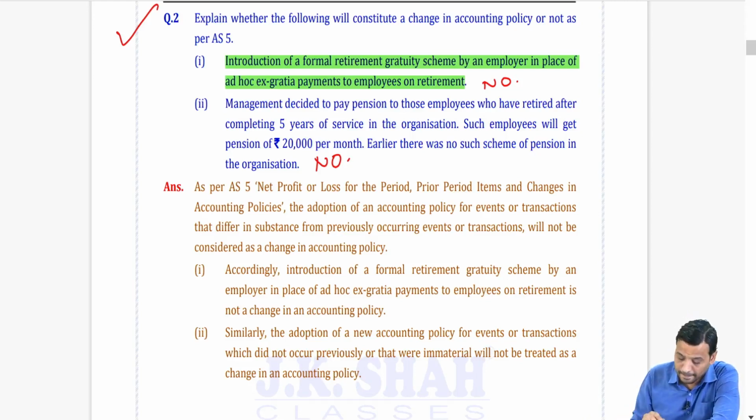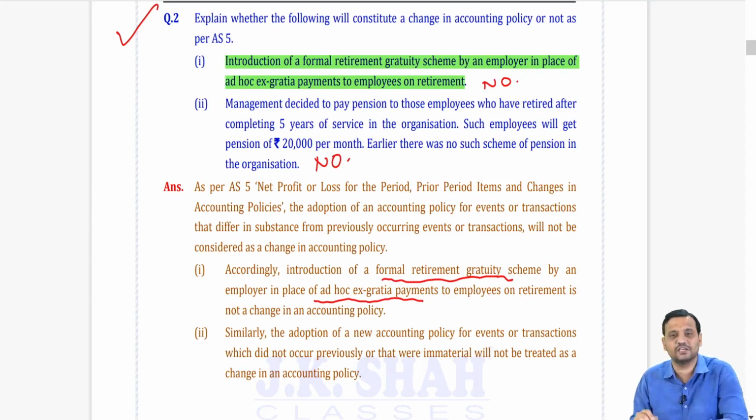Of course, in both the cases, my dear students, this is not a change in accounting policy. As per AS5, net profit or loss for a period, prior period items and changes in accounting policy, the adoption of an accounting policy for events or transactions that differ in substance from previously occurring events or transactions will not be considered a change in accounting policy. Accordingly, introduction of a formal retirement gratuity scheme by an employer in place of ad hoc ex gratia payment.